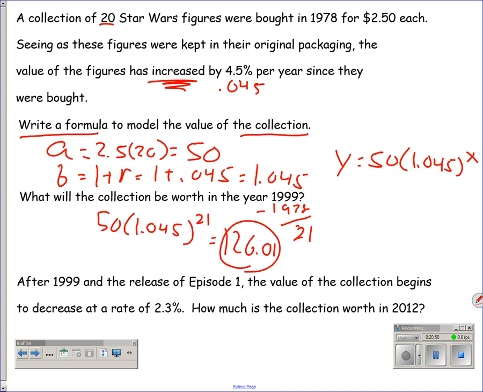I mean, after 21 years, it's gone up by like what, $7,600? Does that make sense, though? Cool, okay.